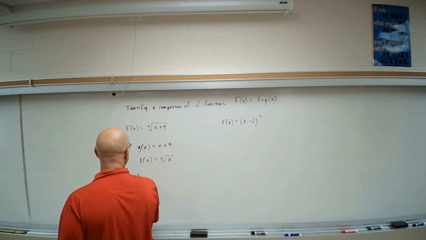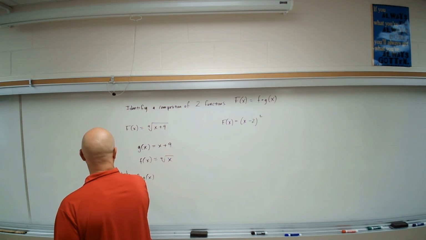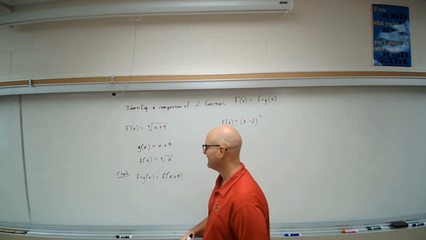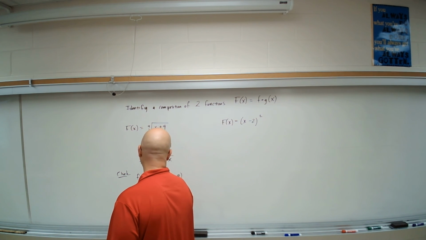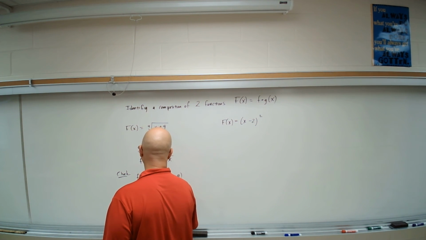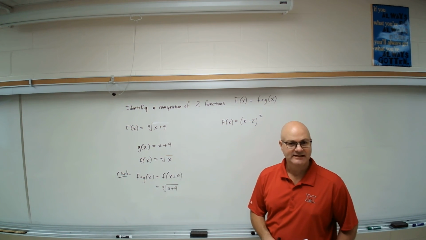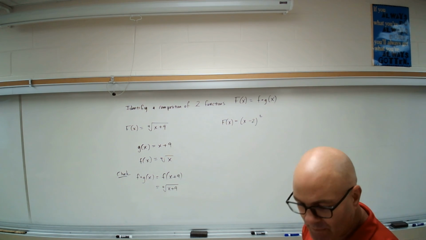But you be careful. So then to check it, f of g of x would be f of x plus 9. And then this f says take the input, take the 4th root. And there we go. Checks out. It's the same thing. So go ahead and try this next one here, and you can try the rest of them on this page. We'll look at them.